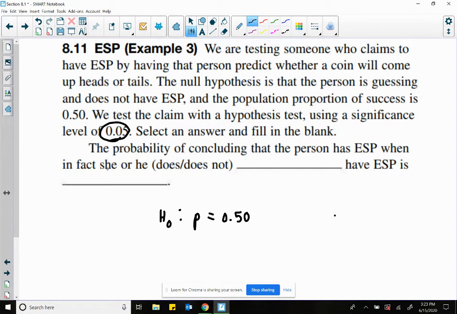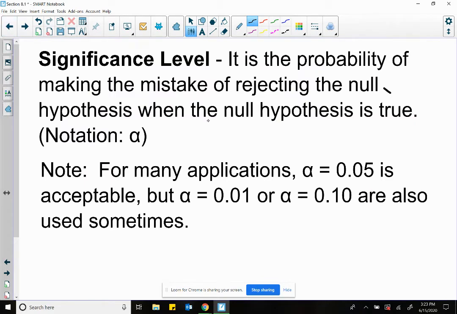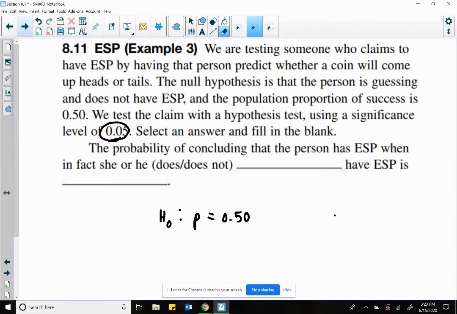when in fact, okay, so remember this is about the significance level, so that means we are rejecting the null, but it's really true, okay? So we are concluding that the person has ESP when in fact he or she really, what's the null? Does not. So in this blank goes does not have ESP. What's the probability? Well, again, that's your significance level there.